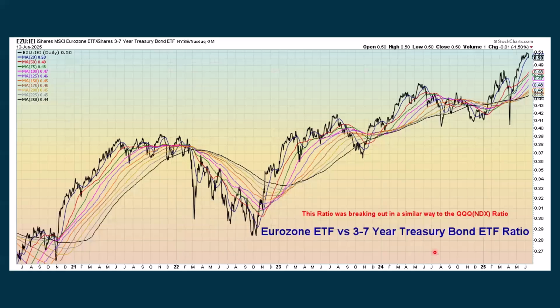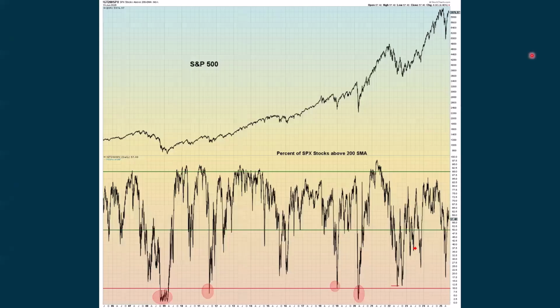And we look at the Eurozone and then compare it to American bonds. This just shows how European stocks are outperforming. And then we have a number of different studies here. These are the percent of stocks above their 200-day simple moving average. And we use this like an oscillator. If we go above the green line or below the red line, well, we're far from that right now. But we are above 50, and so that is positive.